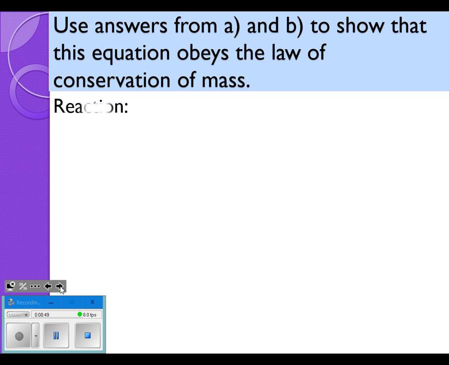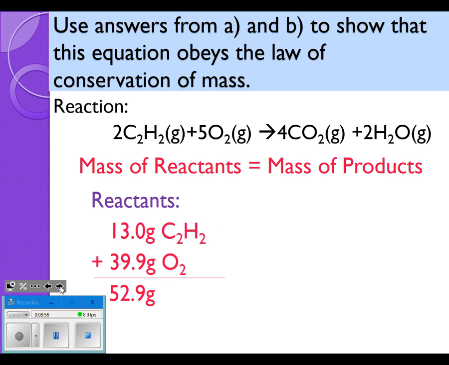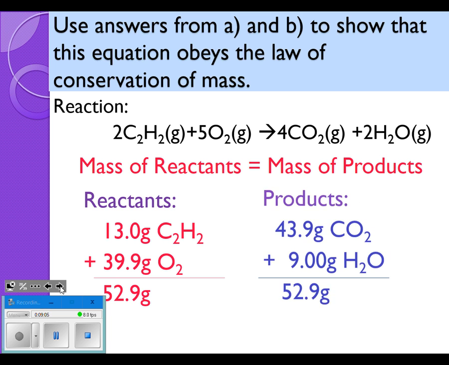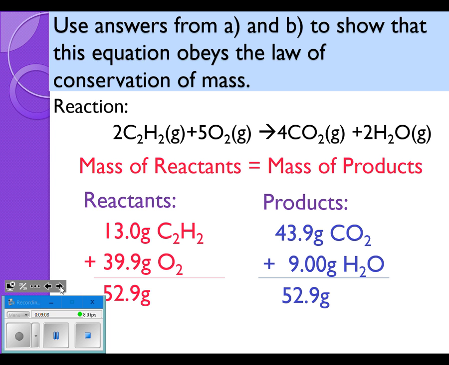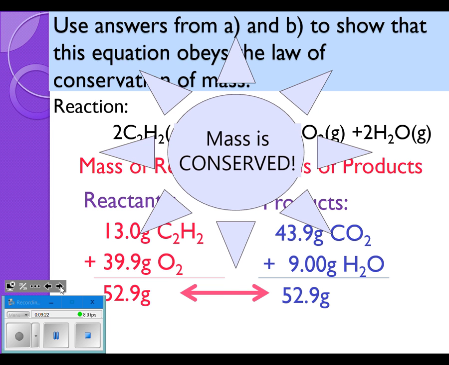Okay, we could actually use our answers from A and B to show if this equation obeys the law of conservation of mass. Okay, if I said that my mass of my reactants was 13 and 39.9, that would say that my mass of my reactants was 52.9 grams. If I then look at my two answers previously of 43.9 grams and 9 grams, those also add up to 52.9 grams. Law of conservation of mass is satisfied here, so it is obeyed. Yay, mass is conserved.